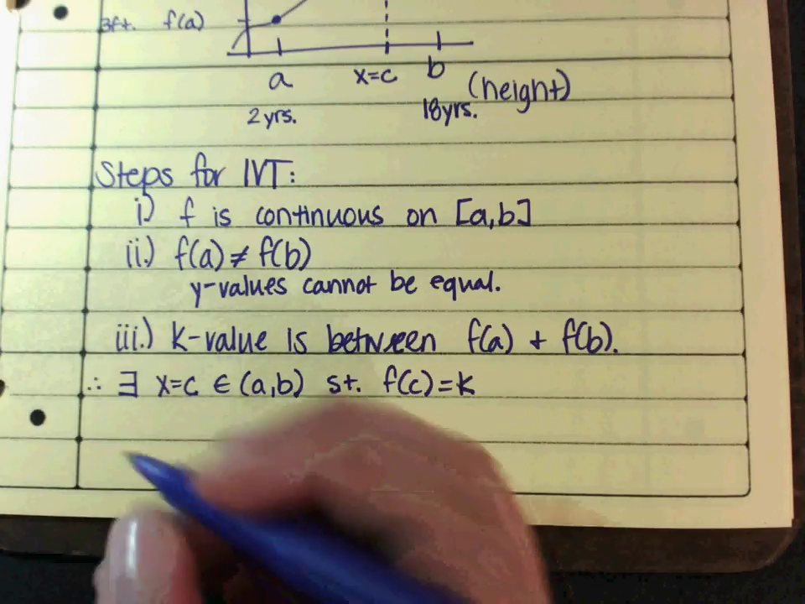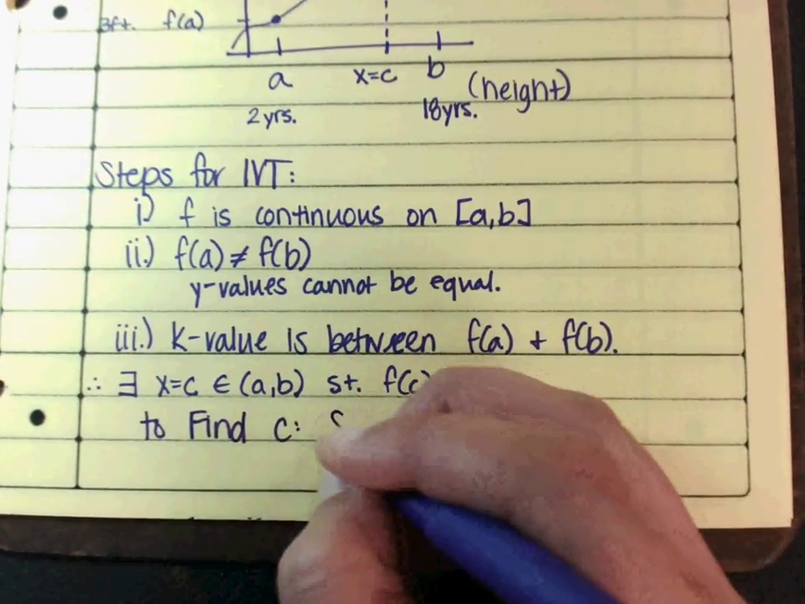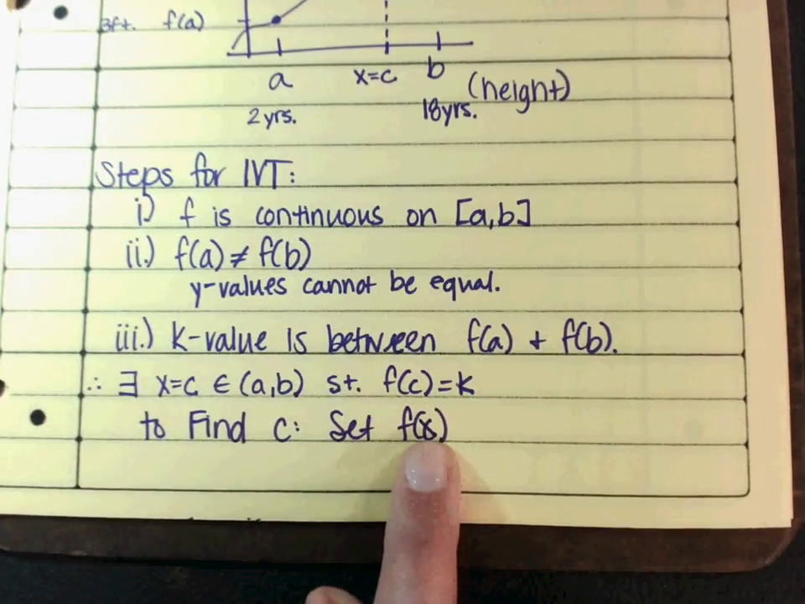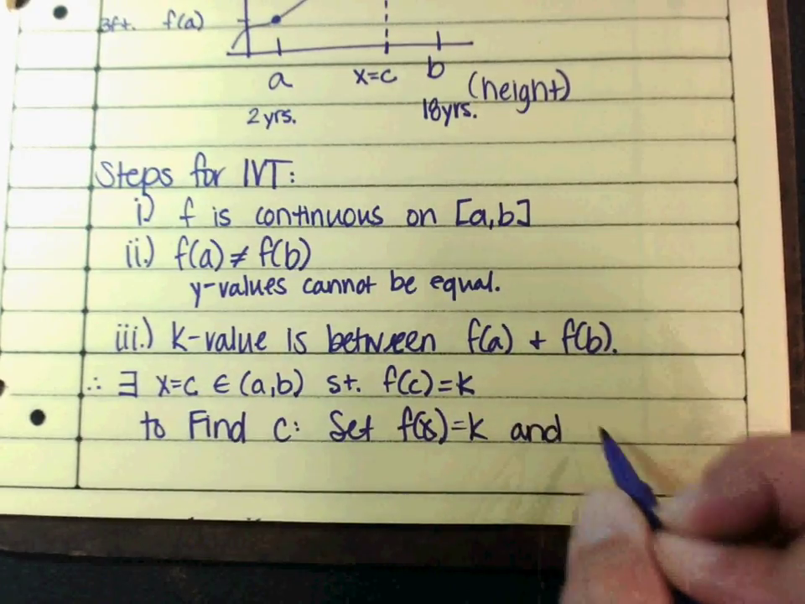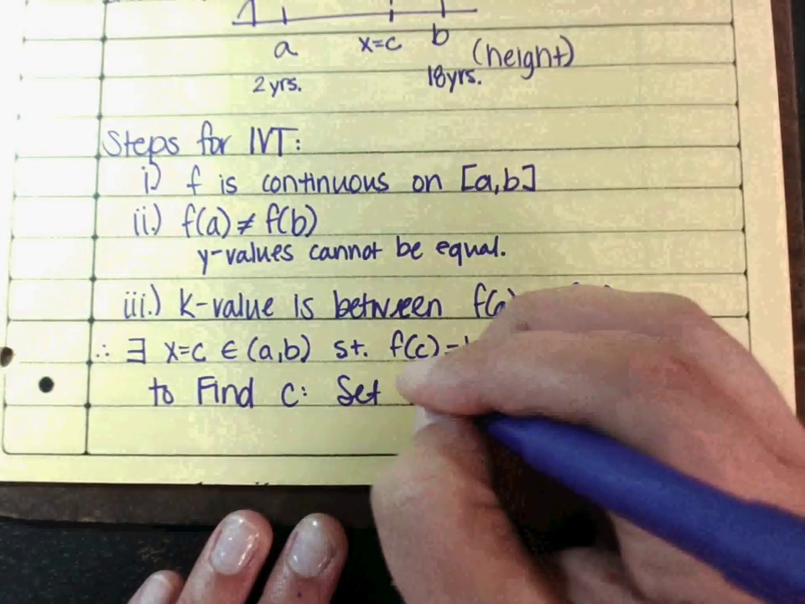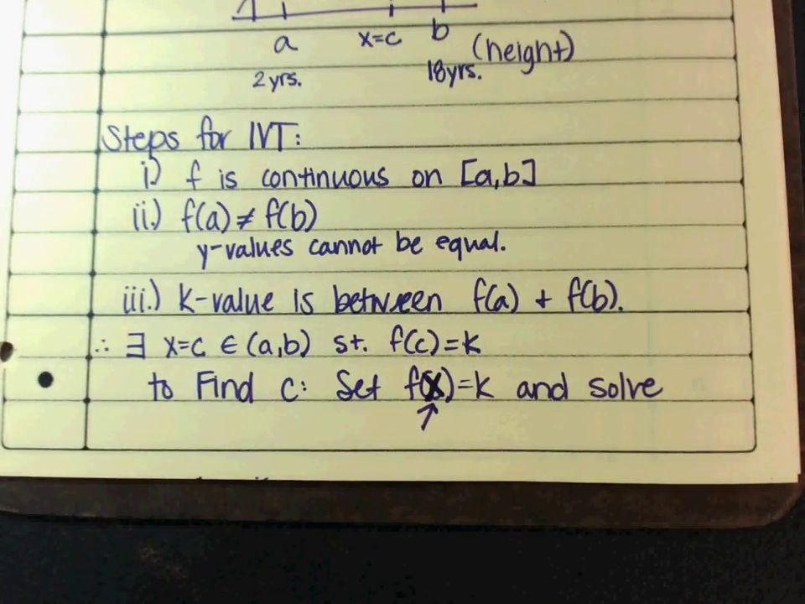Now, if they ever ask you to find c, you are going to set f of x equal, this should be an x, sorry. Pretend like that's an x. Set f of x equal to k and solve. That's an x. Okay? So if it asks you to find c, you're going to set it equal to the number that you want and solve. A lot of times you don't have to do that, sometimes you do. So we're going to put it on there as kind of like an additional step. Okay?